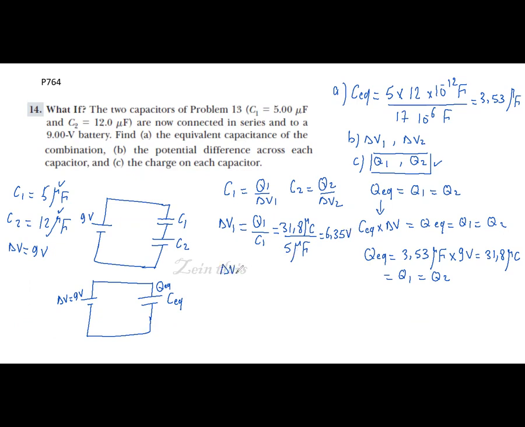And delta V2 equals Q2 divided by C2, equals 31.8 microcoulomb divided by C2, 12 microfarad. The answer will be 2.65 volt. Okay.